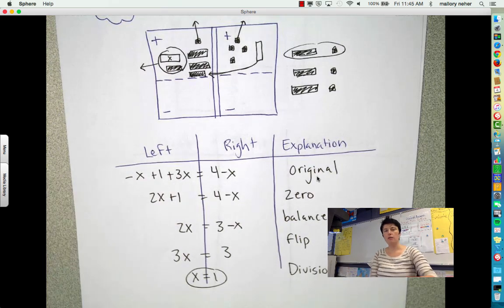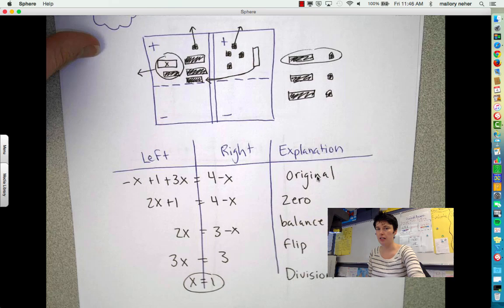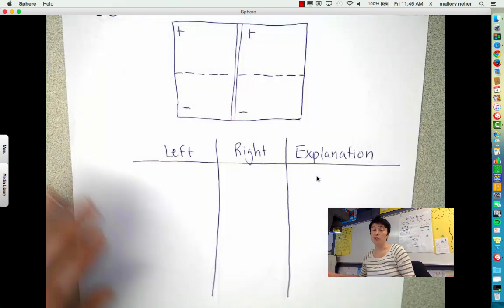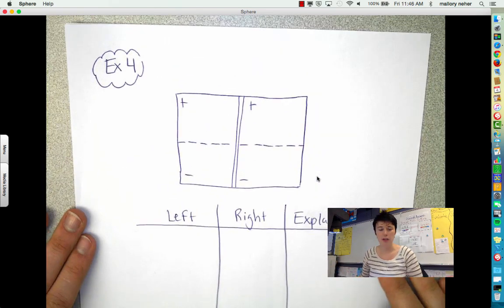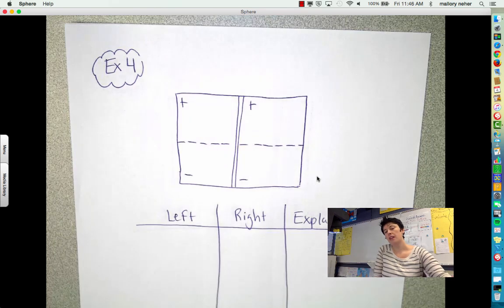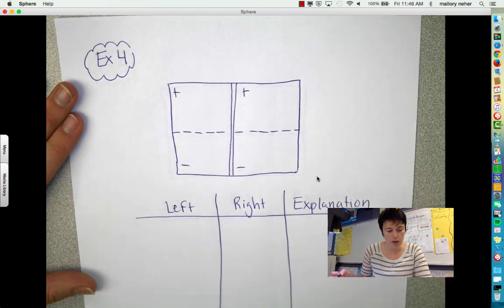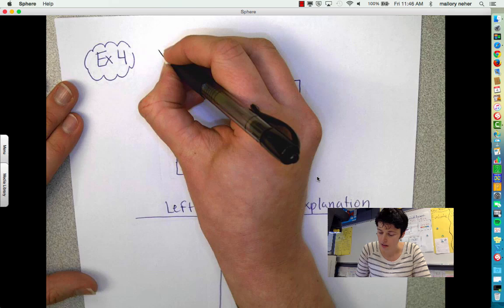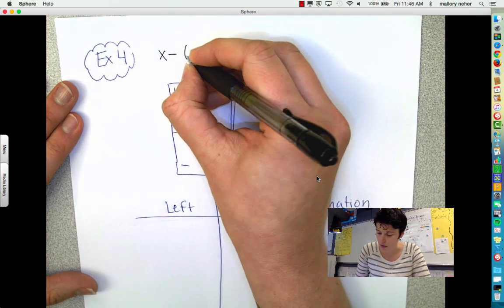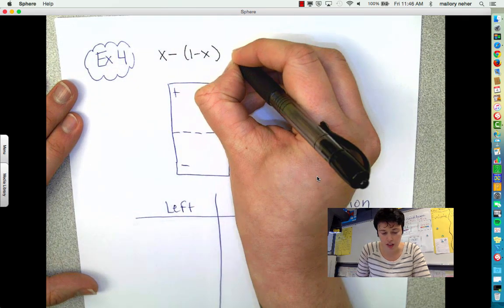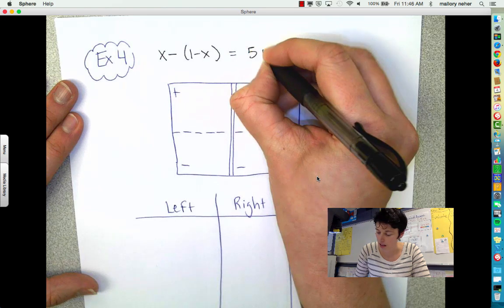All right, so we're going to try one more of these for this last video. And the more you do, the better you get at these. So last example here, example 4. And same exact setup. We're going to draw a mat and make a table. For this problem, let's start making them a little bit more complicated. So on the left, we're going to have x minus parentheses, 1 minus x, equals 5 plus x minus 1.